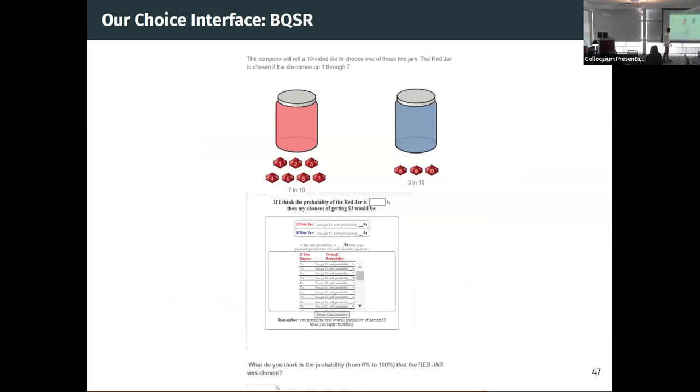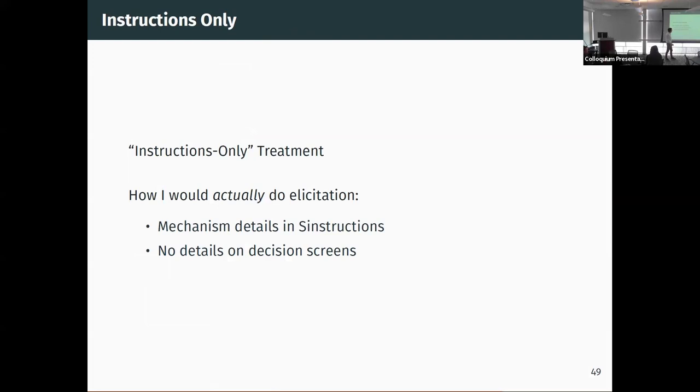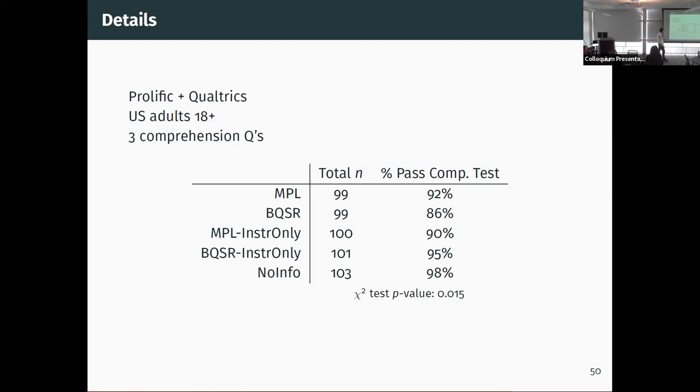And we did this with BQSR, we did this with MPL, we did that with no info as well. And for my sake, I added what's called an instructions only treatment. So we give them the mechanism details in the instructions at the beginning of the experiment, but they're not on every single page. Like if I were doing a real experiment, I wouldn't show them all these price lists and calculations on every single screen. I would just teach them in the beginning and then just ask them probabilities as they go through that. So we added an instructions only treatment as well. And let me get to the results.